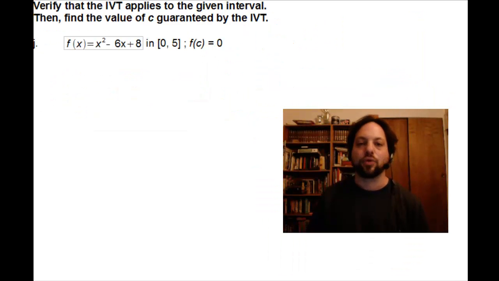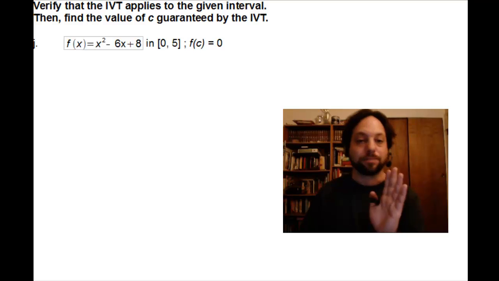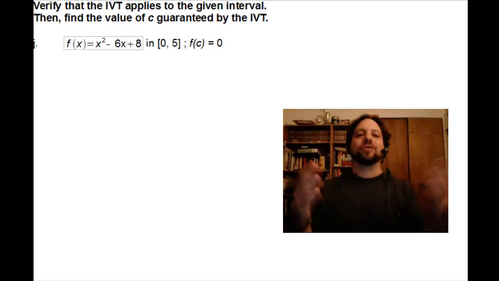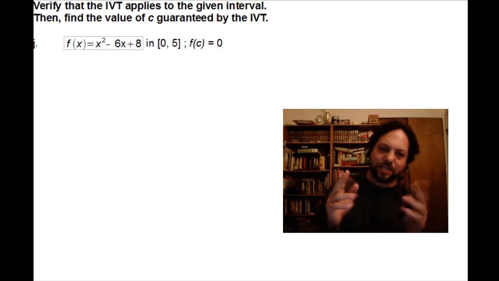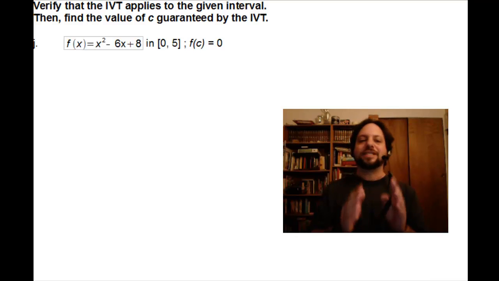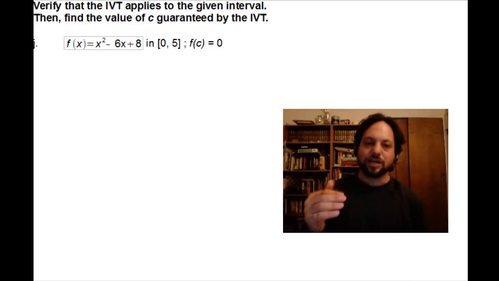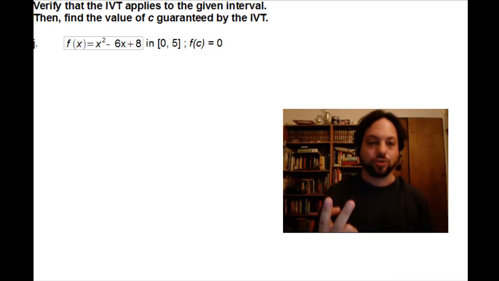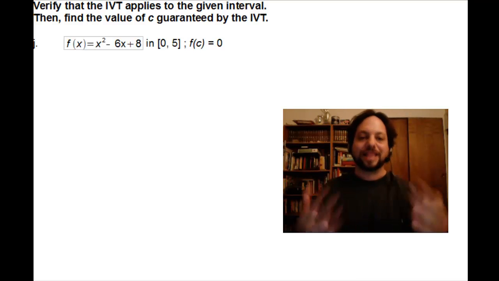So, in this example, we're first going to verify that the IVT, or intermediate value theorem, actually applies to this function on its interval. And then we'll go beyond the bounds of the IVT and try to find the actual value of c that the IVT guarantees us. What do I mean by the value of c that's guaranteed? The IVT is simply an existence theorem. It tells us, is there a c such that f of c equals k? Doesn't tell us how to find it, doesn't tell us where it is, doesn't tell us anything. Just, is there a value of c such that that happens?